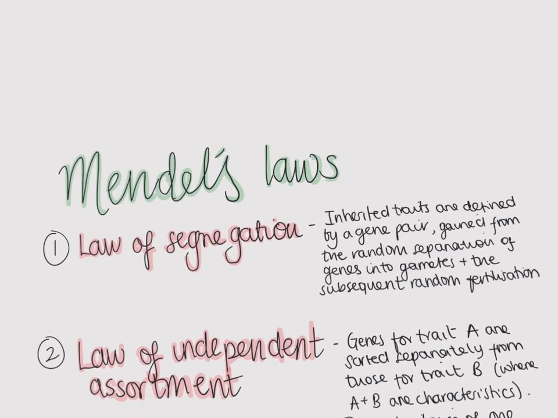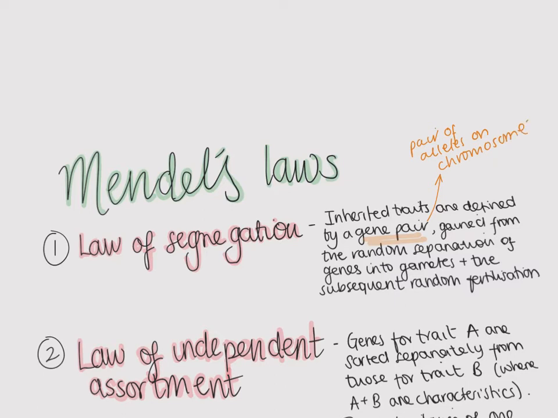So the first law is the law of segregation, or the law of random fertilization. And that is that inherited traits are defined by a gene pair. For us, we know that that's a pair of alleles found on the chromosomes.